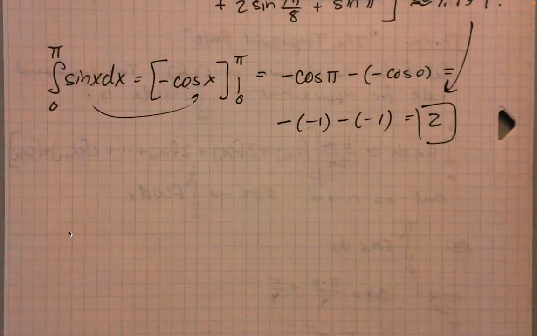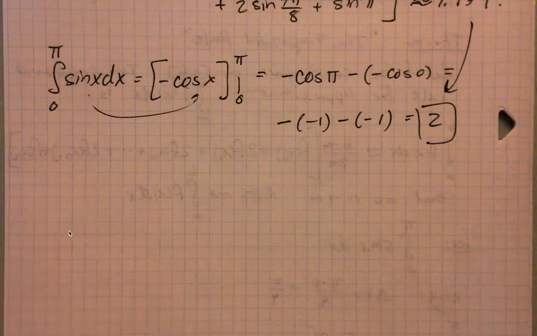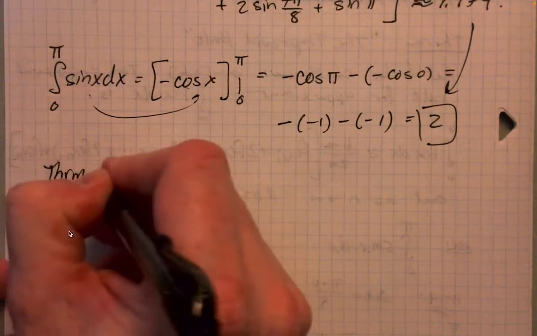Now, what we're going to do next, we're going to explore one more technique, and this technique is going to be called Simpson's rule. This is a somewhat more powerful estimation technique. In order to use Simpson's rule, we have to have this following theorem. So let's look at this.